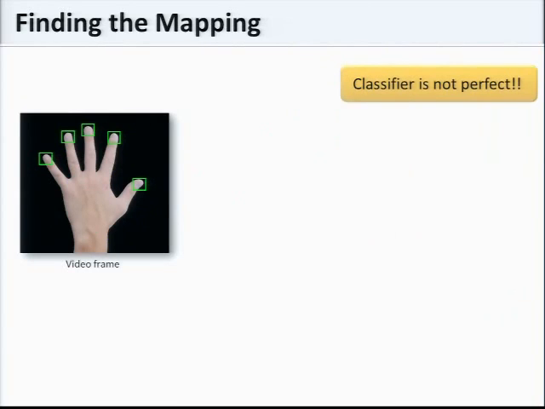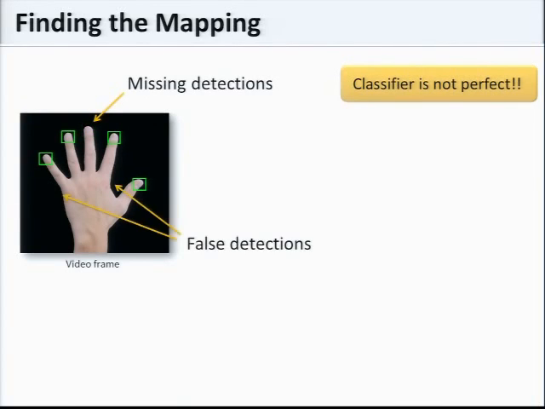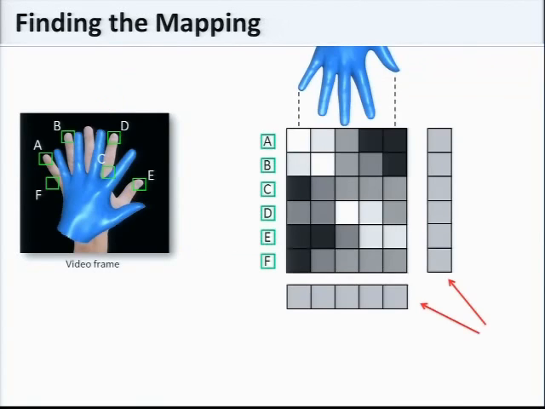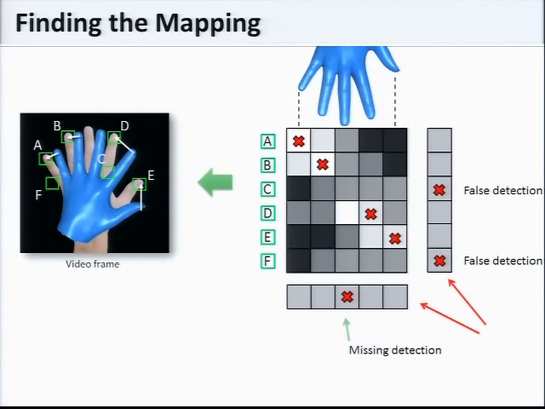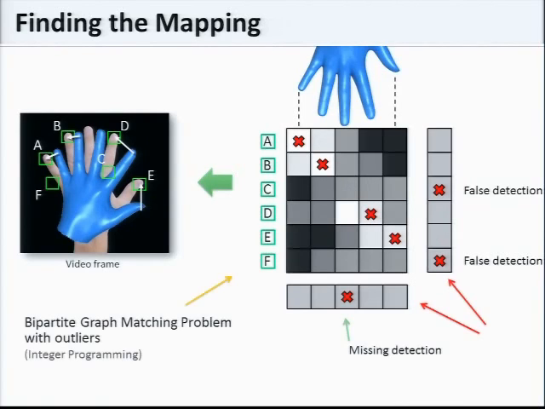However, we need to deal with the fact that the classifier is not perfect. There will be missing detections. There will be false detections. To deal with those, we just added to our matrix one additional column and one additional row, indicating that the corresponding vertex or detection has no match. And this actually provides the correct association, as you can see there. All of this is simply a bipartite graph matching problem with outliers, which translates into an integer linear programming problem.